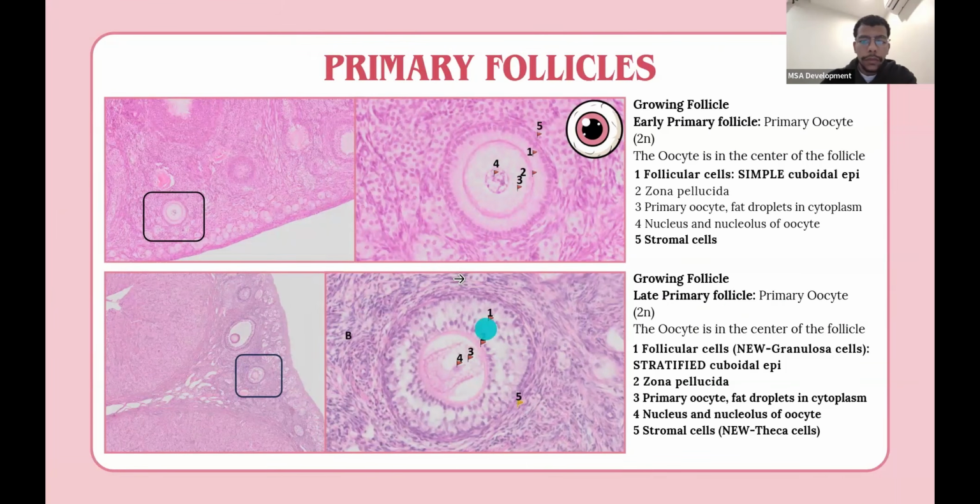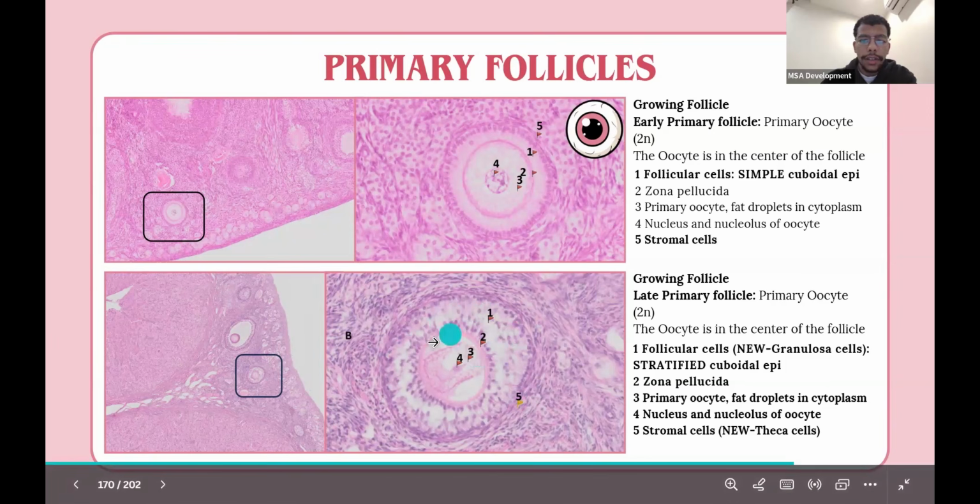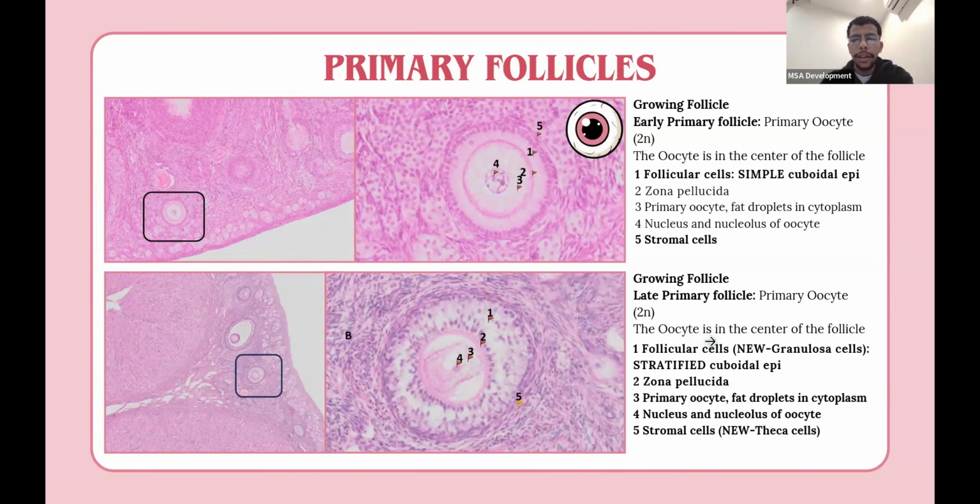So here, can you guys see the granulosa cells? And this is the zona pellucida still surrounding it, this circle. And then we move inwards. This is our primary oocyte. All right. And then the nucleus in the middle. And then around it are the stromal cells. The stromal cells here are called theca cells. Okay.